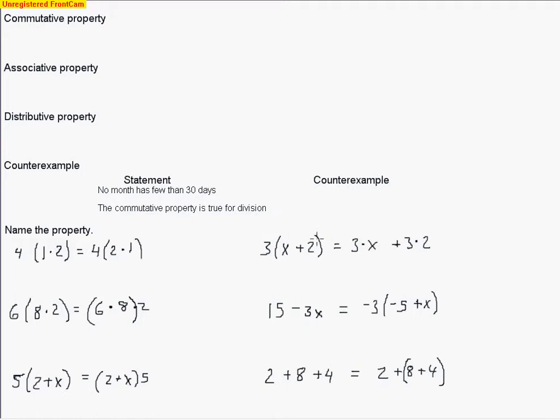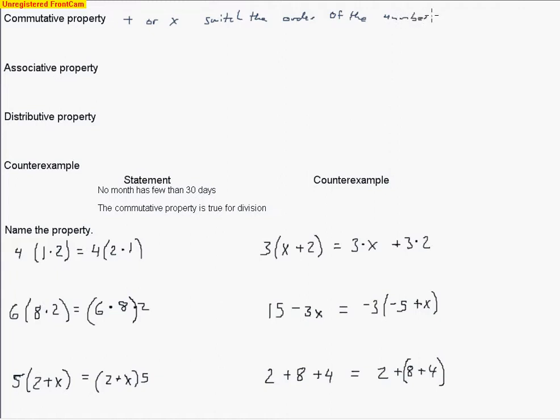Today we are going to be looking at number properties, and the first one is the commutative property. It says that when we're adding or when we're multiplying, we can switch the order of the numbers. So let me show you how it works.